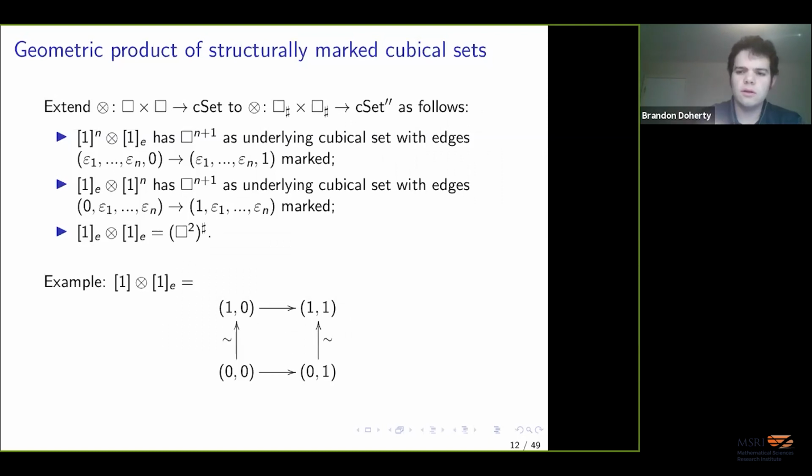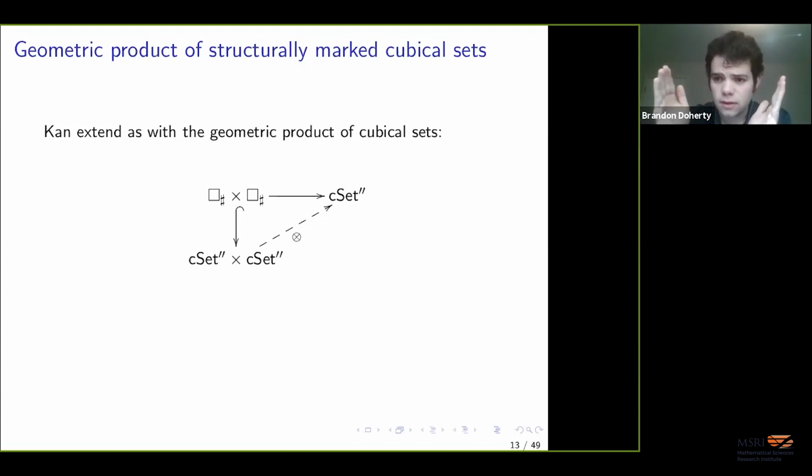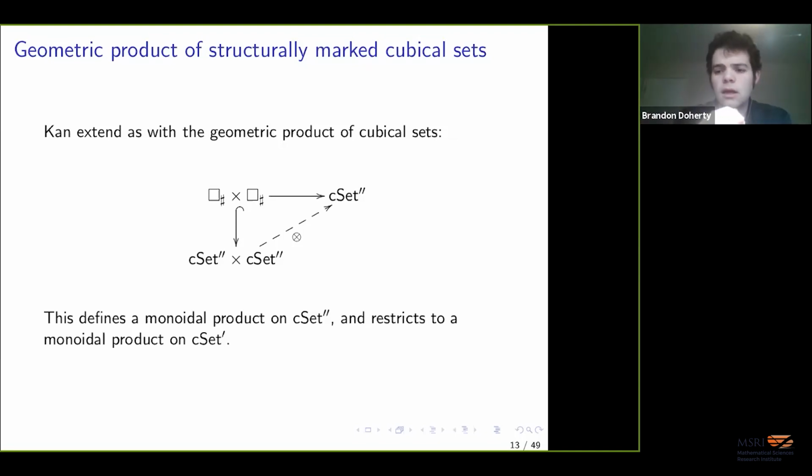To see what these things look like, I put an example up here of 1 tensor 1_e. You can see this is just the 2 cube, but with the marked edges being those which go from 0 to 1 in the second component, which I've drawn upward in this drawing. And then, in the same way that we construct the geometric product of cubical sets, we can just take a left Kan extension of this to get a monoidal product on structurally marked cubical sets. And when we take the restriction of that to marked cubical sets, we'll get a monoidal product on that category as well.